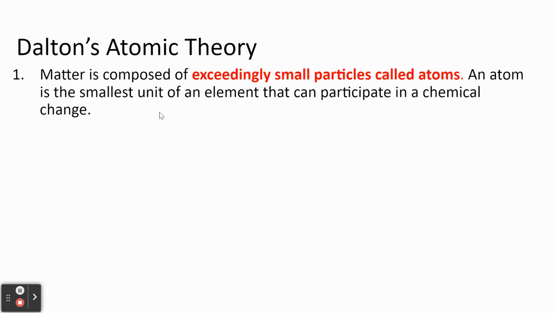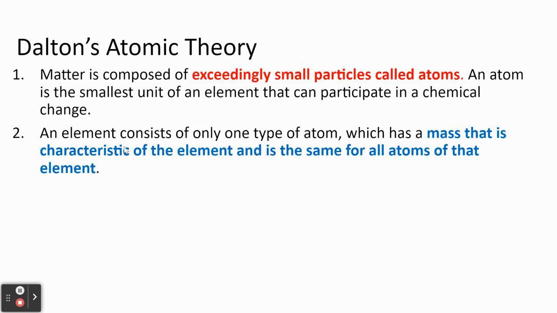Now, Dalton's atomic theory has several different statements. The first statement essentially says that matter is made up of atoms, and atoms are really small. The second statement says that atoms of the same element are all the same. So atoms of the element hydrogen are all the same, and atoms of the element oxygen are all the same.